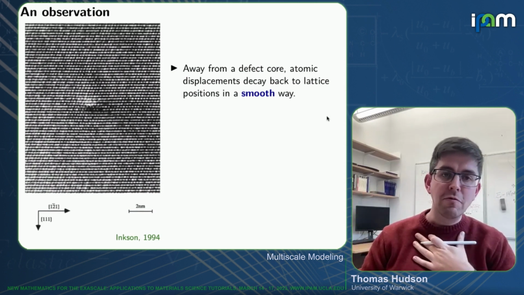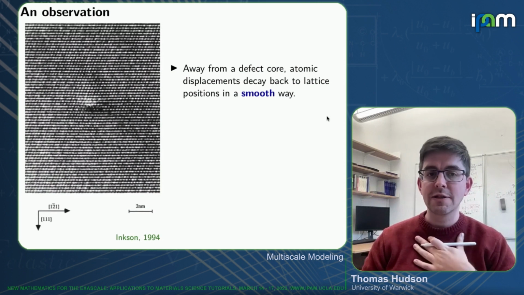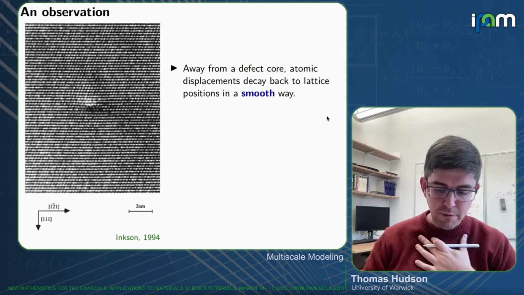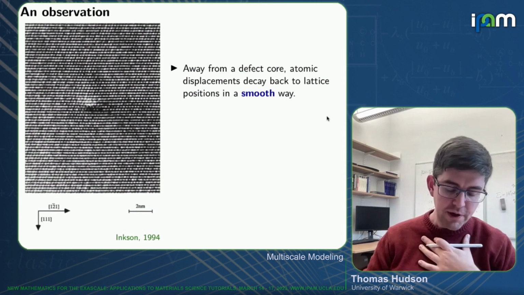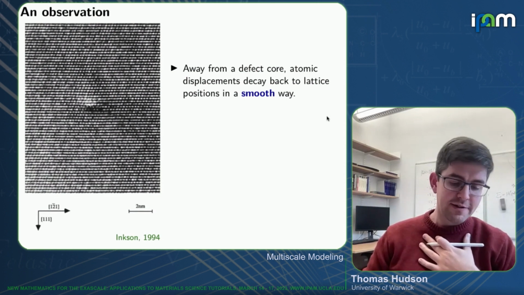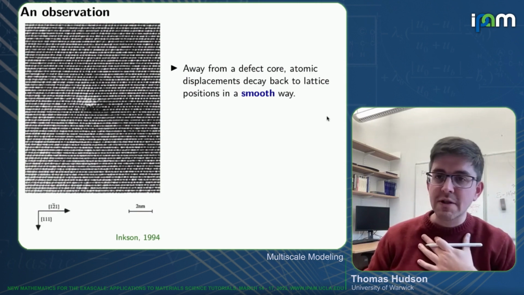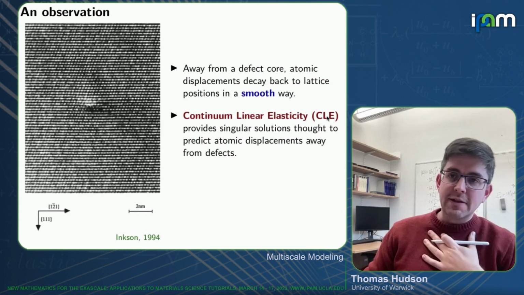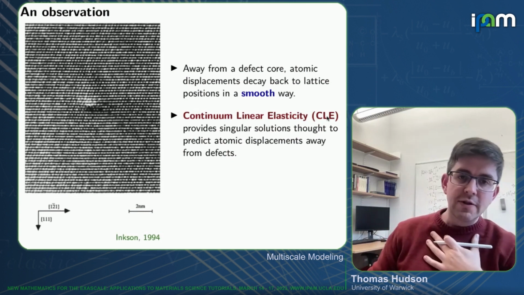But if you cover that up, you really can't tell that the dislocation is there, and that's because the interatomic positions decay fairly rapidly back to where they want to be in the lattice, in the far field. And they do this in a pretty smooth way, all things considered. Like, there's no obvious non-smoothness in this field. And so we know that one way to get predictions is to use continuum linear elasticity theory.